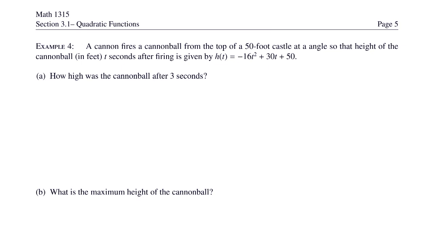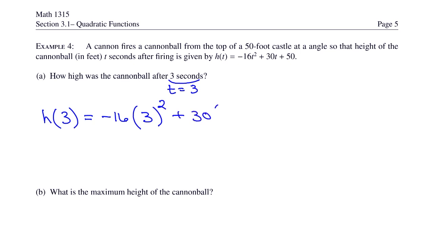Question A. How high was the cannonball after 3 seconds? So to find the height of the cannonball after 3 seconds, realize that 3 seconds is a t value, and t is equal to 3. So we want h(3) written in function notation. So that's -16 times 3 squared plus 30 times 3 plus 50. And if you add that all up, you get 46 feet.